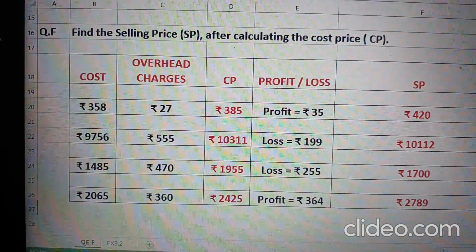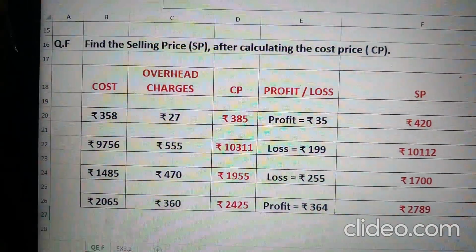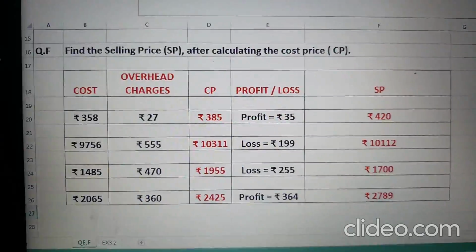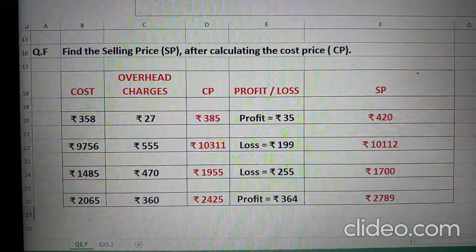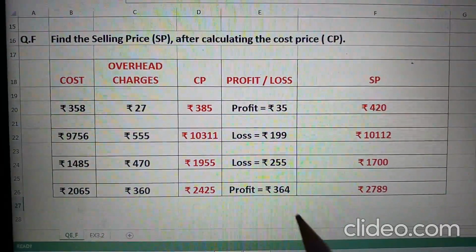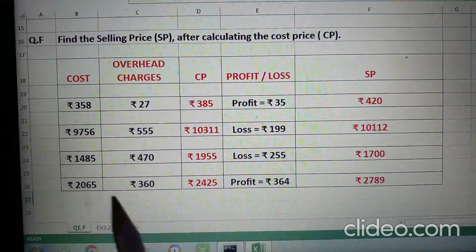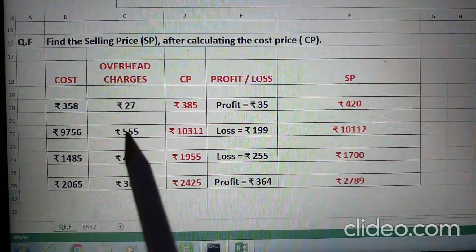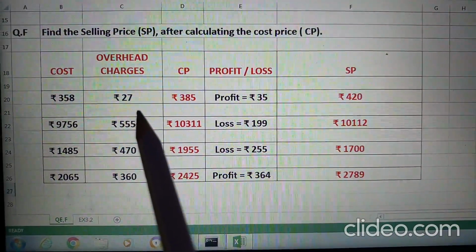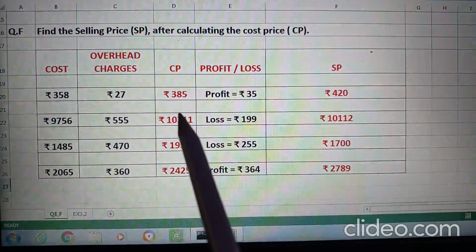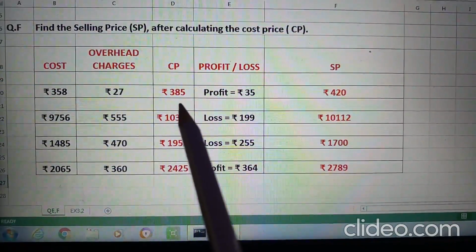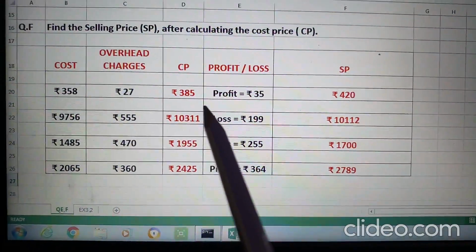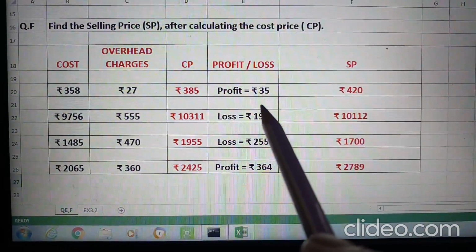Now we will do question F. Find the selling price after calculating the cost price. Children, you have to find selling price after calculating cost price. So cost is given as rupees 358. Overhead charges are given 27. So the actual cost price or total cost price will be 385 and the profit given as rupees 35.